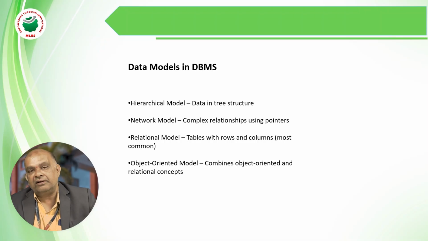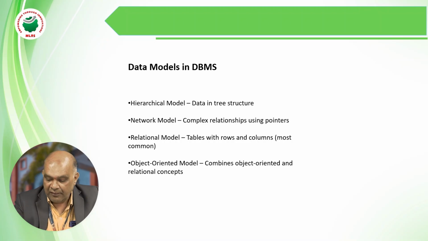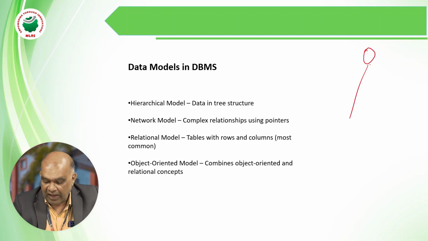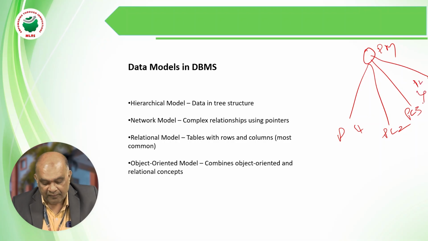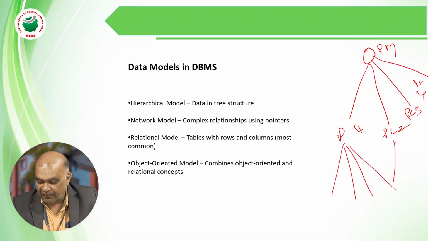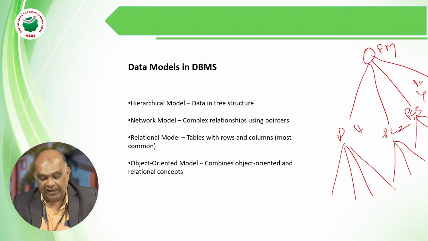Next, what are the different models of the database management system? We have the hierarchical model, where there is a tree. Like we discussed just now, under the project manager, there are project leader 1, project leader 2, project leader 3 and project leader 4. This is a hierarchical model, a tree-like structure. Under project leader 1, 4 persons are working. Under project leader 2, 3 persons are working. Like that, we develop a tree, which we call the hierarchical model.